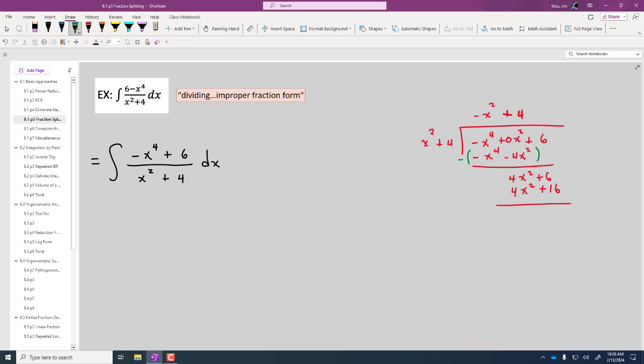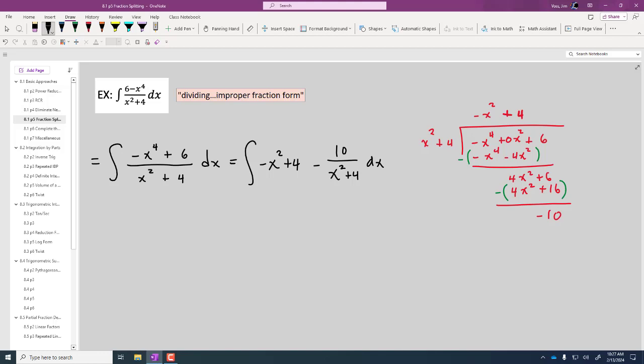And then once again, we are subtracting that quantity off. So 4x squared minus 4x squared is 0. 6 minus 16, negative 10. So that allows us to rewrite this. So first the quotient. The quotient is what's on top, so there's the quotient. Plus the remainder over the divisor. The remainder is negative 10. We'll pull that negative to the front, so that's negative 10 over x squared plus 4 dx.